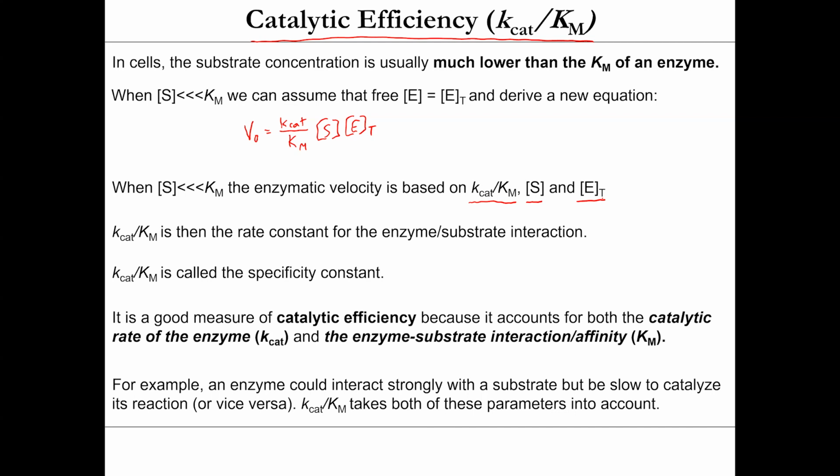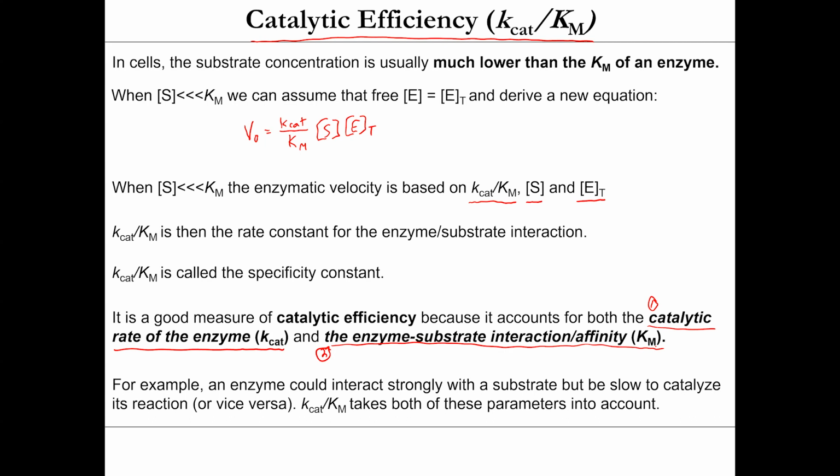So kcat over Km is now the rate constant for this enzyme substrate interaction. And kcat over Km is also called the specificity constant. That might have been a little bit confusing, but it's just important to understand that kcat over Km is a good measure of catalytic efficiency because it accounts for two different things. It accounts for the catalytic rate of the enzyme, so kcat, the turnover number, how fast an enzyme is converting substrate into product, and also it accounts for that enzyme substrate interaction or affinity, which is described by Km.